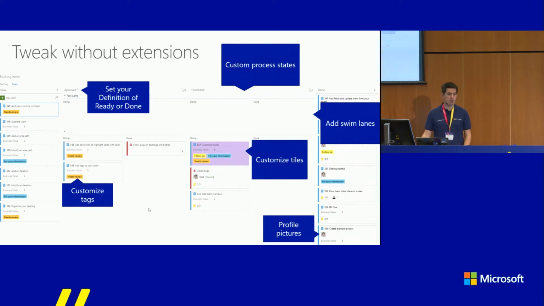You can add process states. I actually customized my process template to be actual Scrum, because the Scrum process template from Microsoft has a few things that are so 2013-ish, like a committed column. Come on, we haven't been using committed for like 4 years now, so I decided to get away with those, and that's actually quite easy.